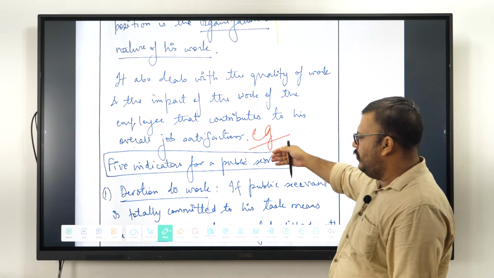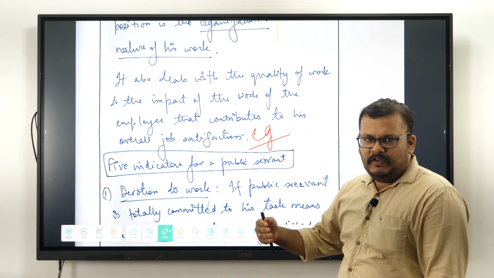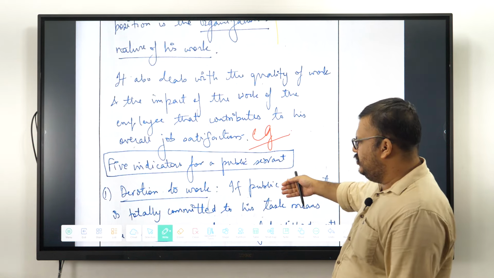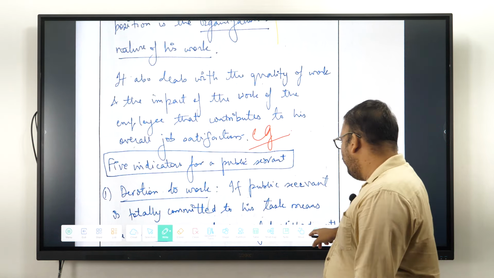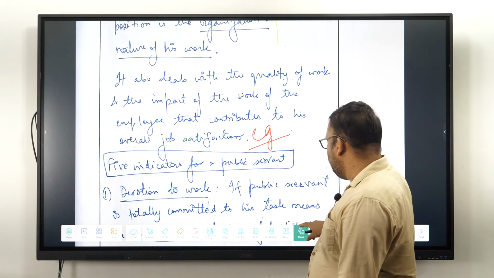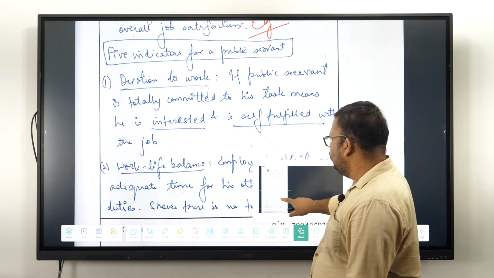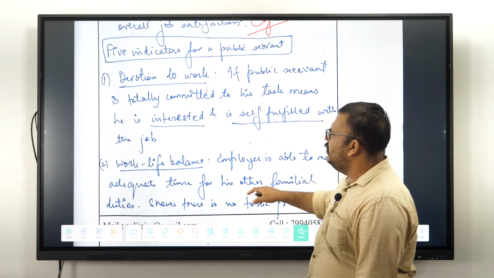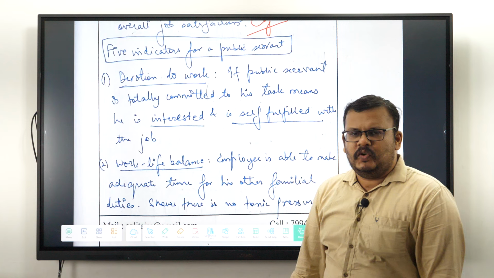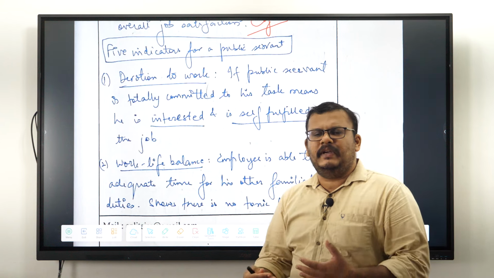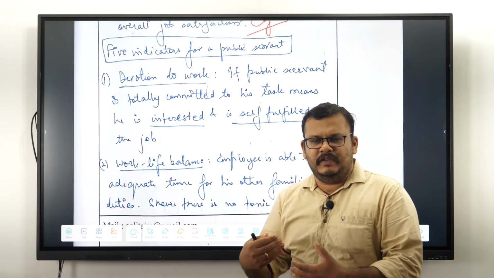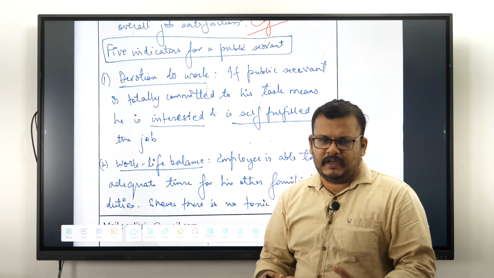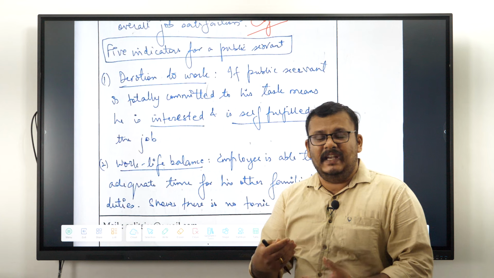The second part of the question, after the definition, is that the examiner wants Archit to explain any 5 indicators of a public servant showcasing job satisfaction. How can you analyze that a particular individual is satisfied with his or her job? He will be devoted to his work. He will be an individual with integrity.